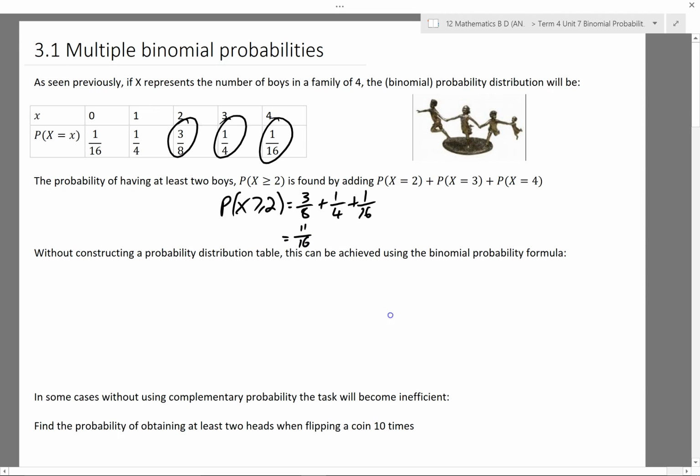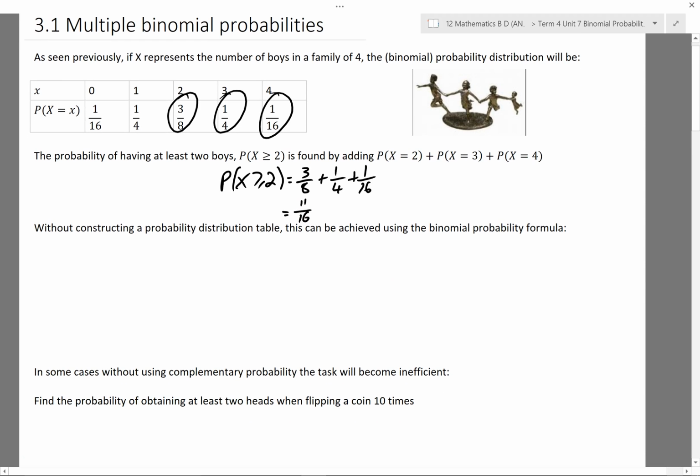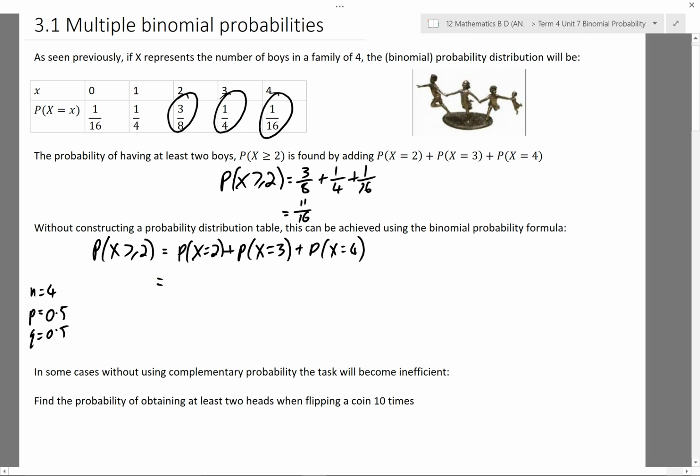If I'm not provided with that table, so without constructing the table, this can be achieved using the binomial probability formula multiple times. So if I'm after the probability that the random variable, number of boys, is greater than or equal to 2, I'll identify that the number of trials is 4, my probability of success is 0.5, my probability of failure is 0.5. Greater than or equal to 2 means either 2 or 3 or 4, and I'll have 3 binomial probability formula calculations in here.